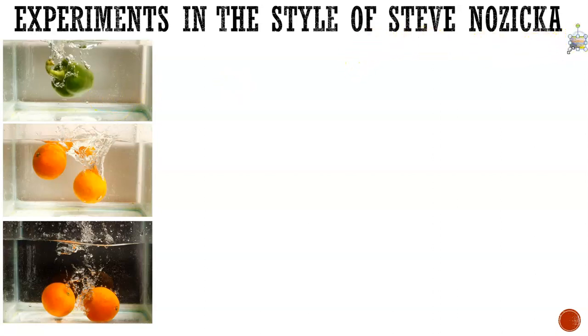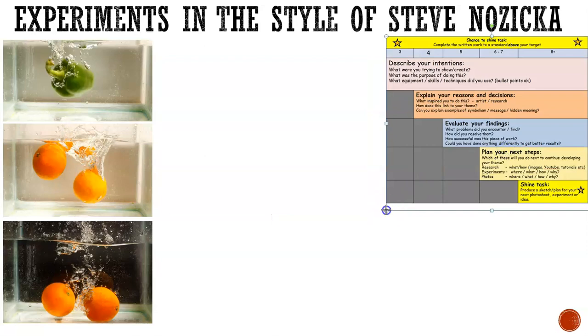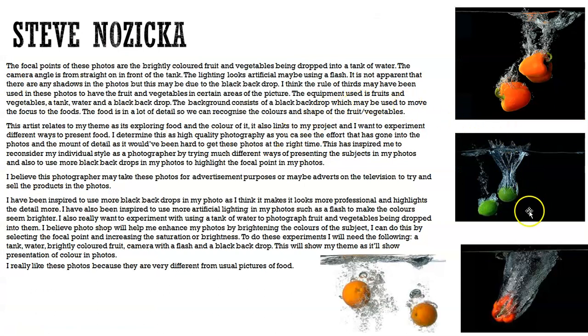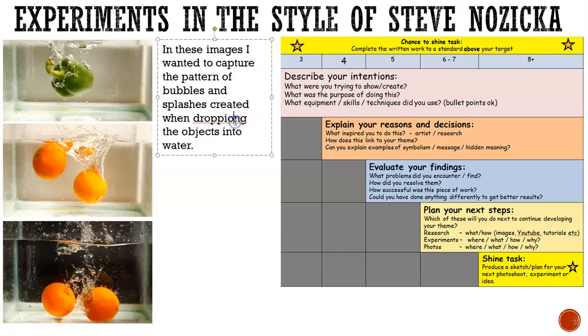To help me do this, I am of course going to use a DEEP sheet. Here's a little tiny one which expands into a bigger one. Okay, so we can see in the first box it says describe your intentions, and the first question is asking me what you're trying to show or create. Well, obviously looking at the artist here, we can see we're trying to create patterns of bubbles or splashes. Good start.